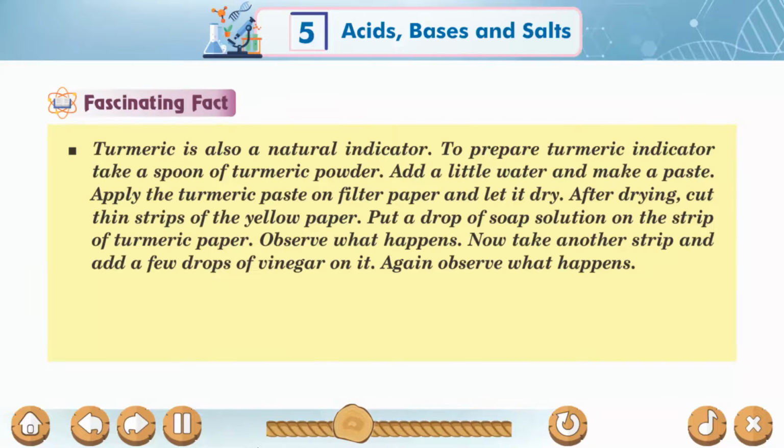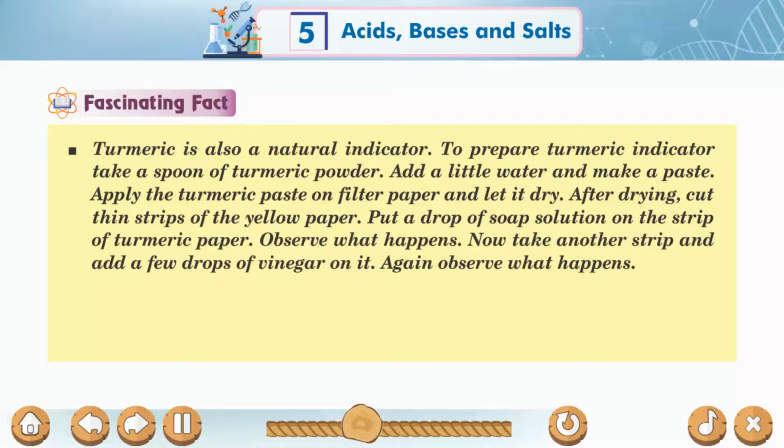Fascinating fact: turmeric is also a natural indicator. To prepare turmeric indicator, take a spoon of turmeric powder, add a little water and make a paste. Apply the turmeric paste on filter paper and let it dry. After drying, cut thin strips of the yellow paper.